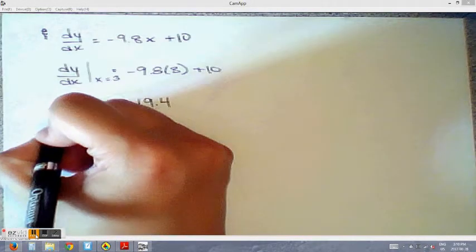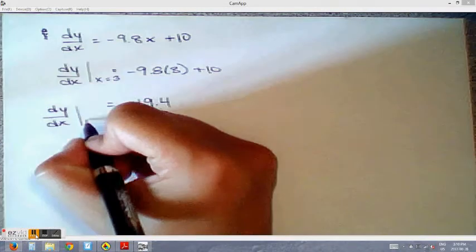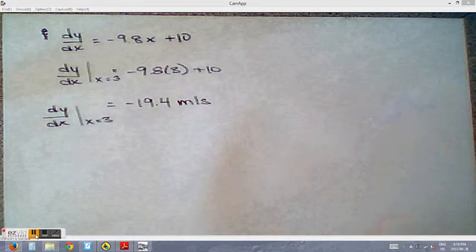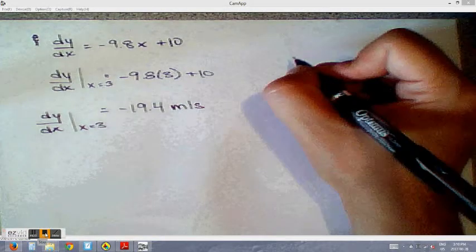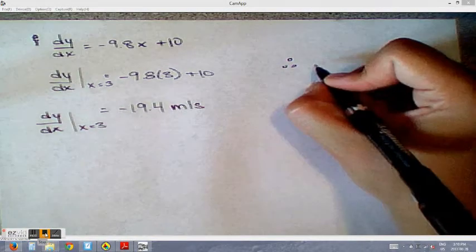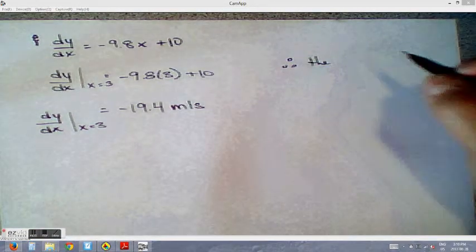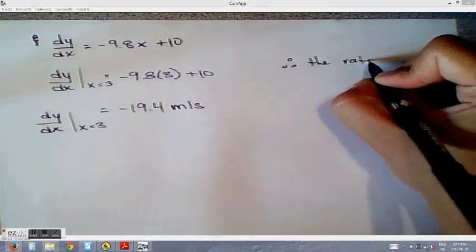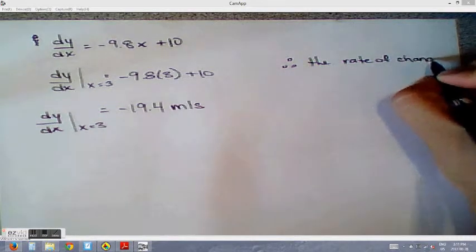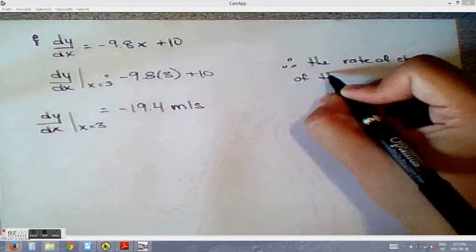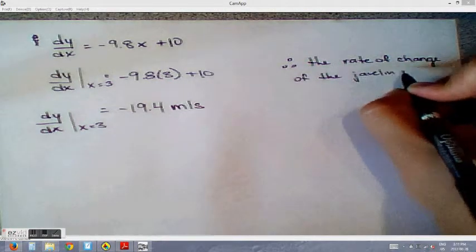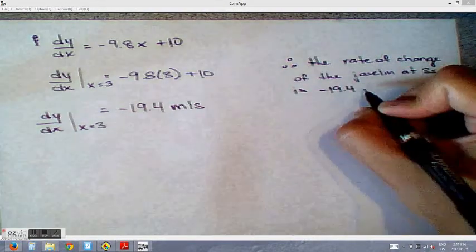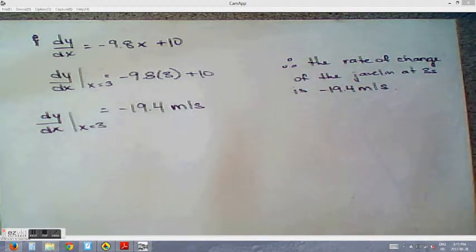And because this is a real quantity, or we're given a model of such, we're going to give units to it. And I think it's in meters per second. And what does that mean? That means that in this case, the rate of change, so it's actually velocity if you want to write that, or the rate of change, if you're more comfortable writing velocity, of the javelin at 3 seconds is minus 19.4 meters per second. Okay, and that would be a final answer.